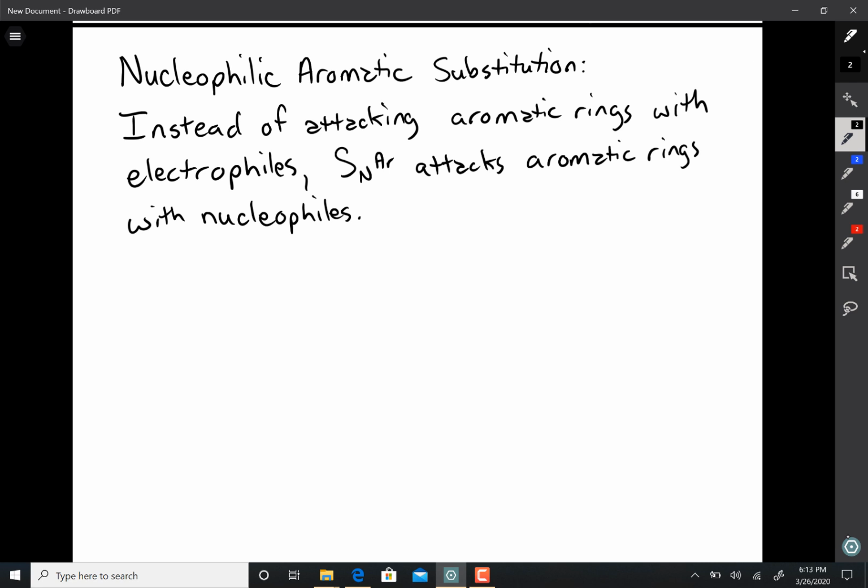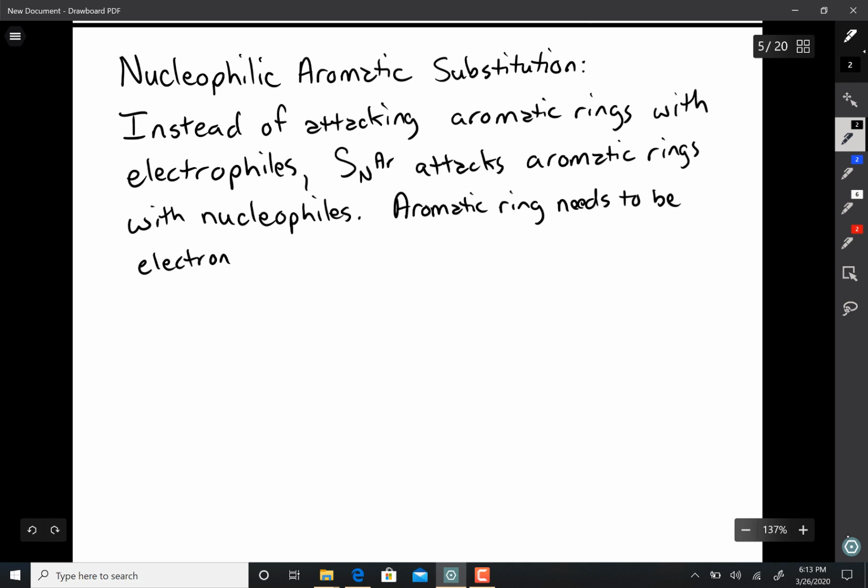Now, in order for this to work, your nucleophile, well, actually, I should say your electrophile, in this case your aromatic ring, needs to be electron deficient. What I mean by that is you simply take chlorobenzene and treat it with sodium methoxide.